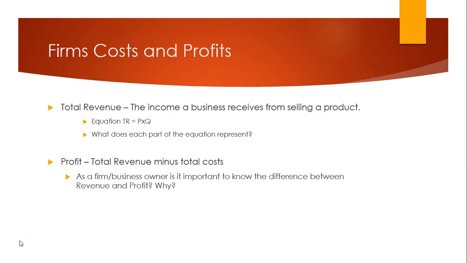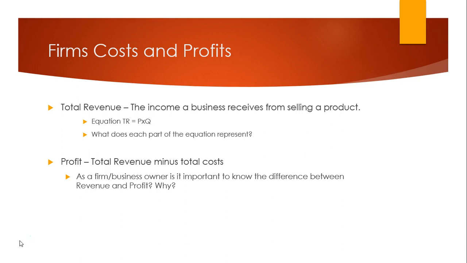All right, so the first thing we want to look at, especially if you're a business owner, are total revenue and profit, because these are the things you've got to know to see if your business is going to stay alive. The definitions are given to you, so we'll go through this and answer the questions for each of these. But total revenue, like it says, is the income a business receives from selling a product. Our equation to find total revenue is TR equals P times Q.